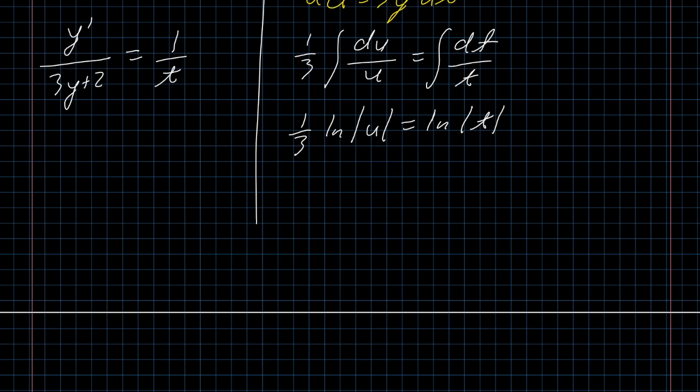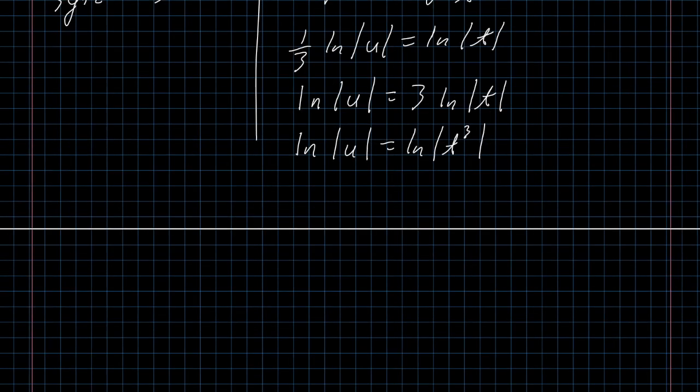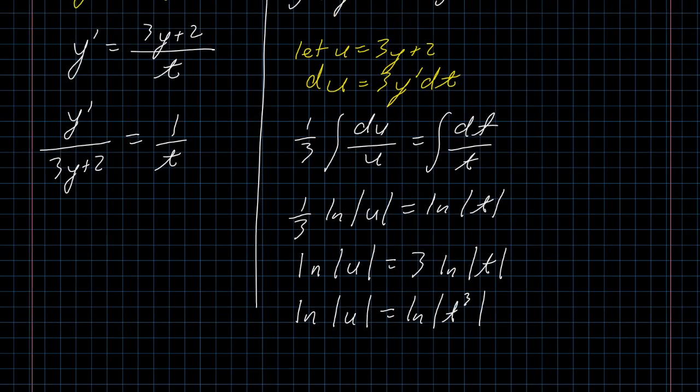Couple of different ways you can approach this. How about let's start by multiplying by 3. So the natural log of the absolute value of u is equal to 3 times the natural log of the absolute value of t, and then bring that coefficient inside, which gives me that the natural log of the absolute value of u is equal to the natural log of the absolute value of t raised to the third power. Let's go ahead and take the exponential from here.